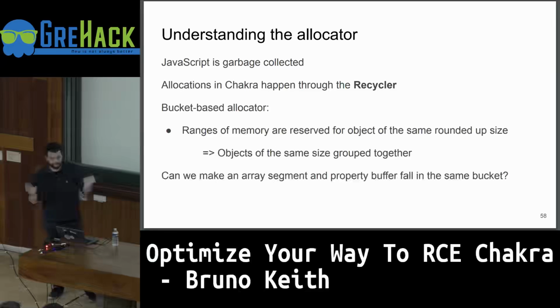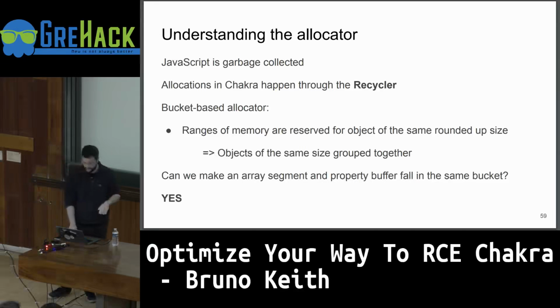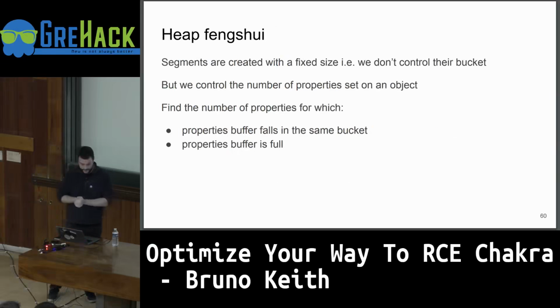And two objects of two different sizes are very, very hard to get next to each other, almost impossible. The question is, can we make an array segment and a property buffer fall into the same bucket? The answer to that, of course, is yes. Otherwise, I wouldn't be here presenting.